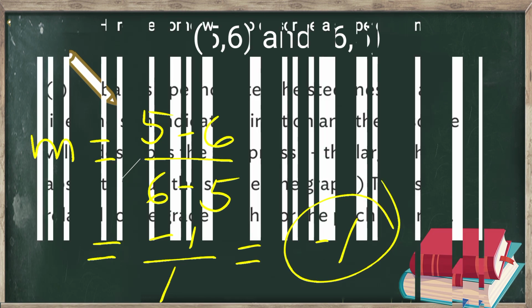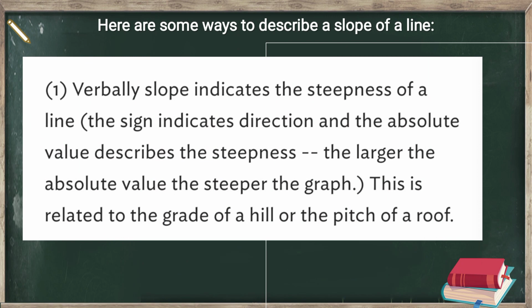Okay. Next. Here are some ways to describe a slope of a line. Kung mapapansin niyo, the slope na kinuha natin kanina ay may negative at may positive. So, verbally, slope indicates the steepness of a line. The sign indicates the direction, and the absolute value describes the steepness. So, means to say, the larger the absolute value, the steeper the graph. This is related to the grade of a hill or the pitch of a roof.